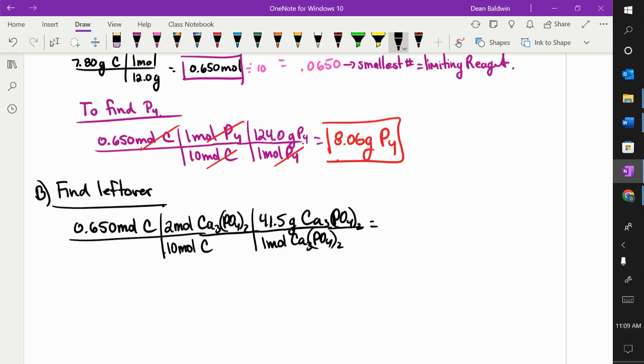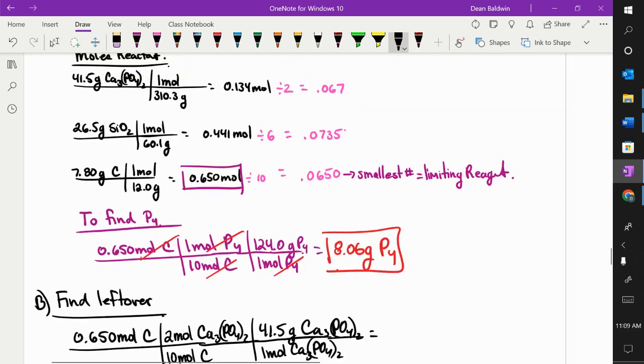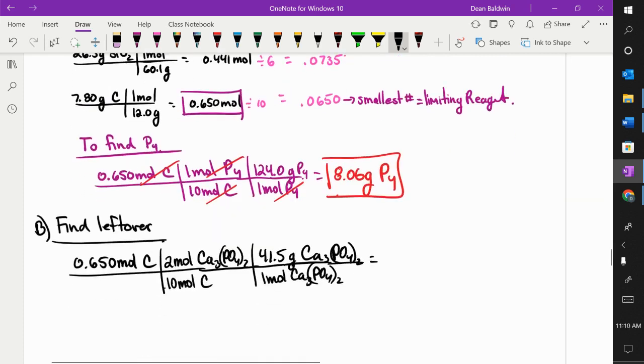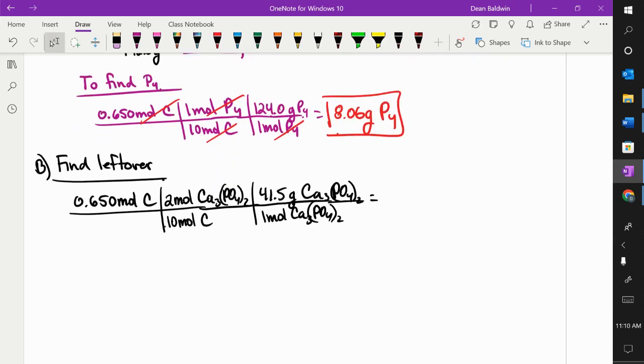Wait, why is it 41.5 grams? Isn't that the mass of it? That's the mass that we used. Sorry, it's 310 point whatever. 310.3? Yeah. Sorry, peoples. That gives 40.34 grams of calcium phosphate.